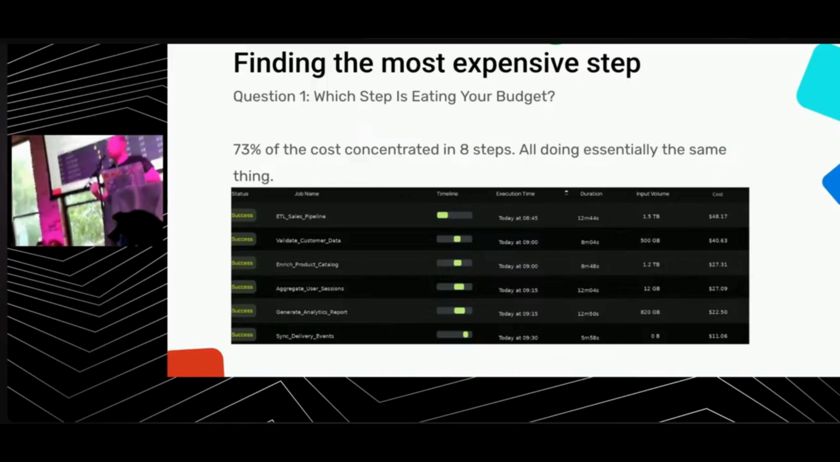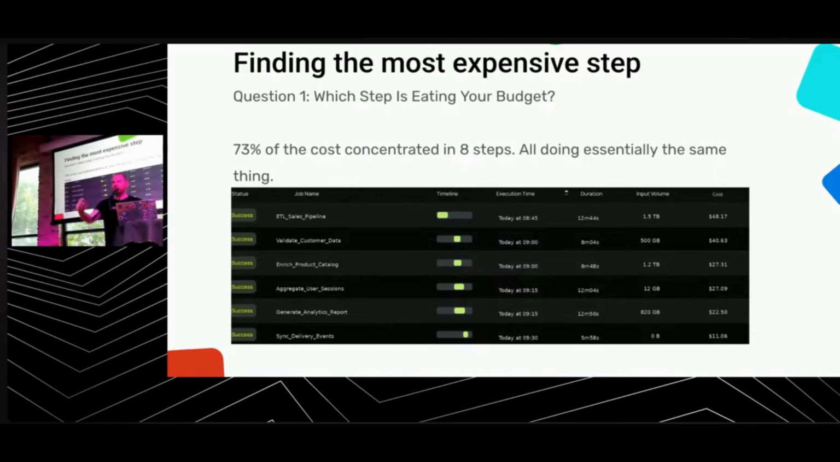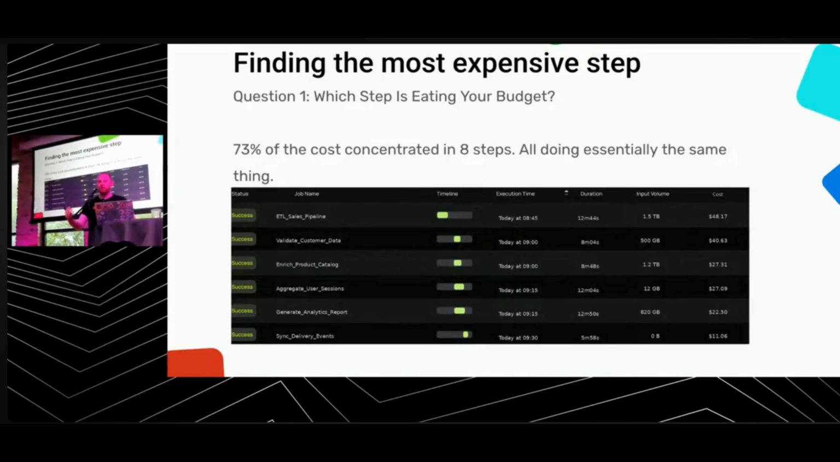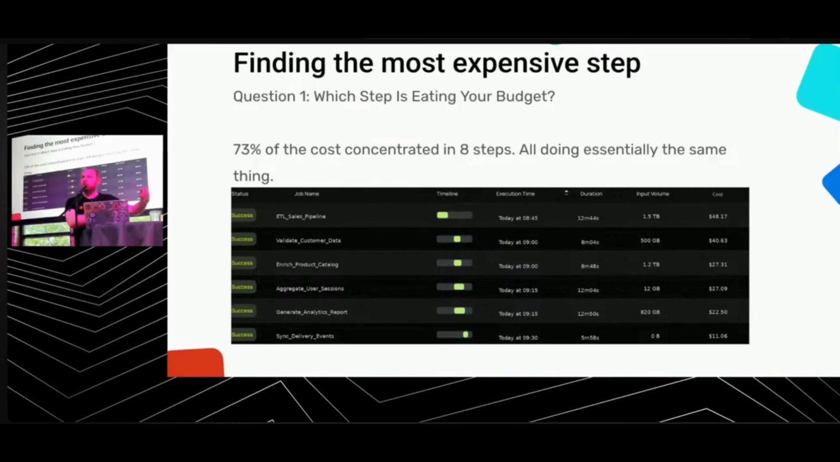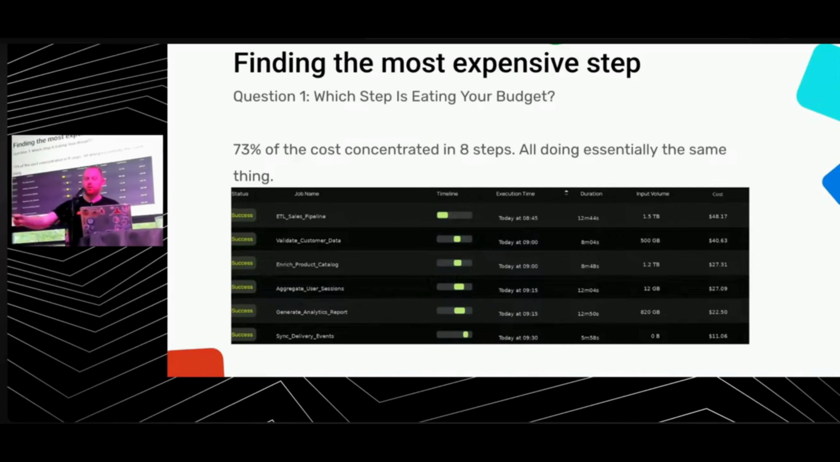So first, finding the most expensive step. The thing about Airflow is that because it's just running stuff, it doesn't know what it runs or what it does. You see the duration, like 1 hour or 2 hours, but it could be 1 hour on one machine or 1 hour on 10,000 machines. The important thing is not to understand the duration, but the cost, because one Airflow step that runs Spark could run hundreds of machines. So the important thing is figuring out which steps in Airflow cost the most and focusing on those.